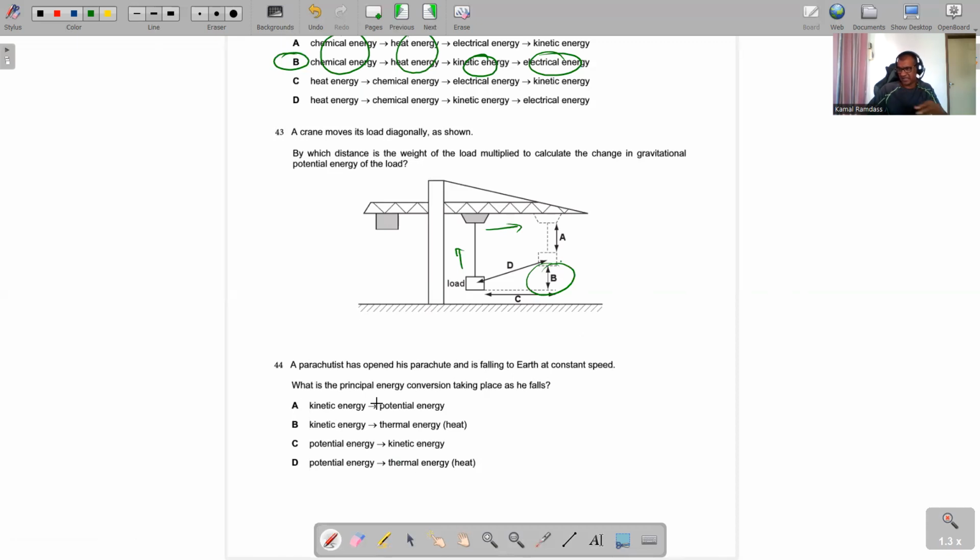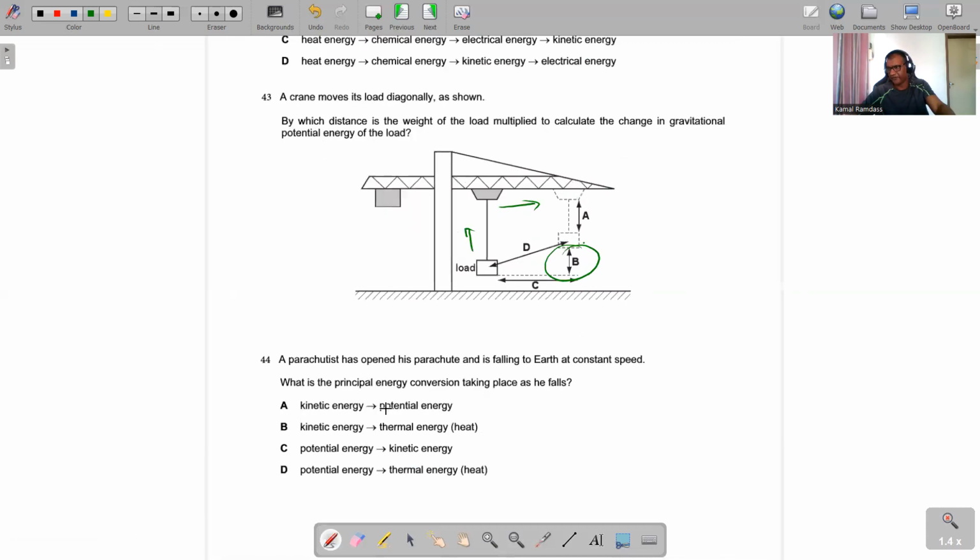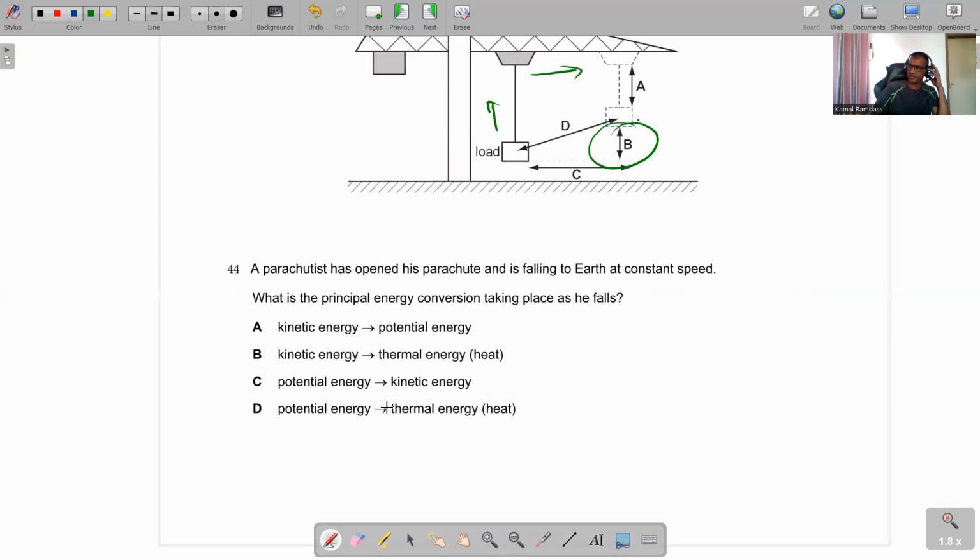A parachutist has opened his parachute and is falling to earth at a constant speed. What is the principal energy conversion taking place as he falls?